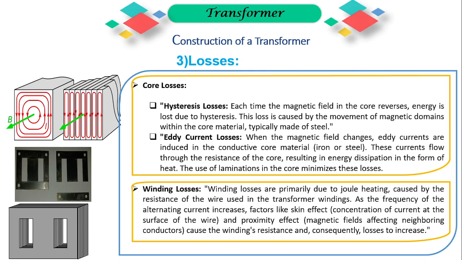Winding losses. These primarily result from Joule heating, caused by the resistance of the wire used in the transformer windings. As the frequency of the alternating current increases, factors like skin effect and proximity effect come into play, leading to increased winding resistance and associated losses.